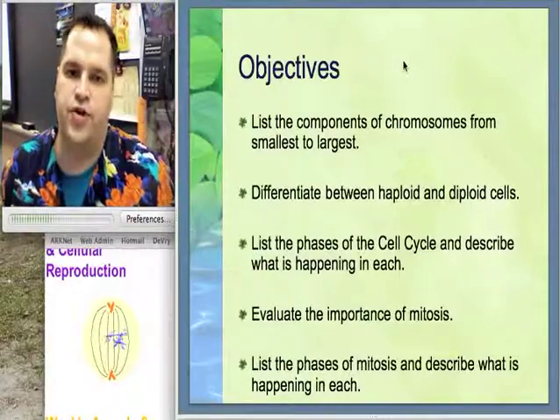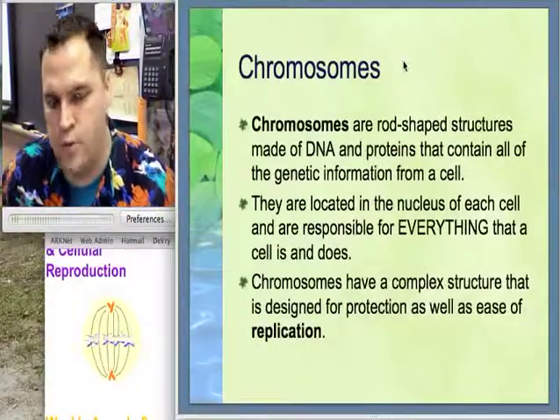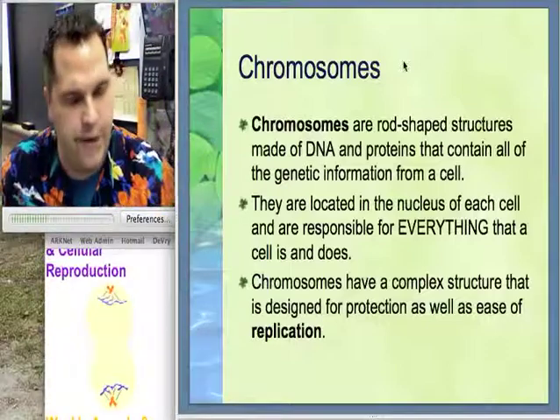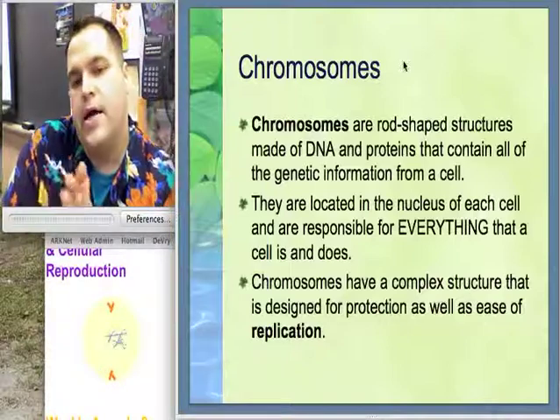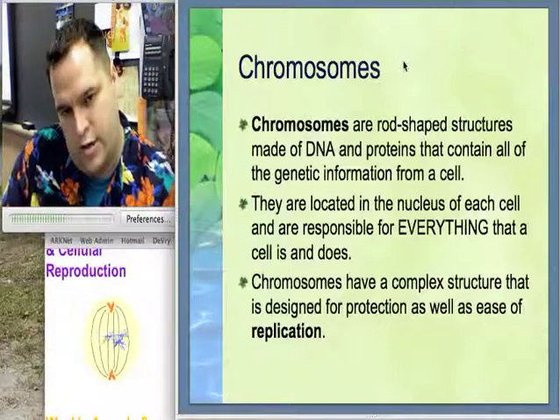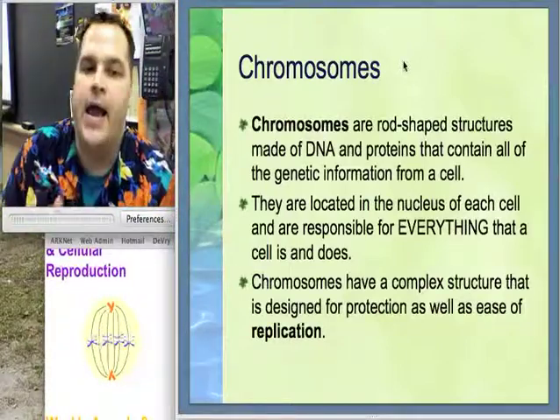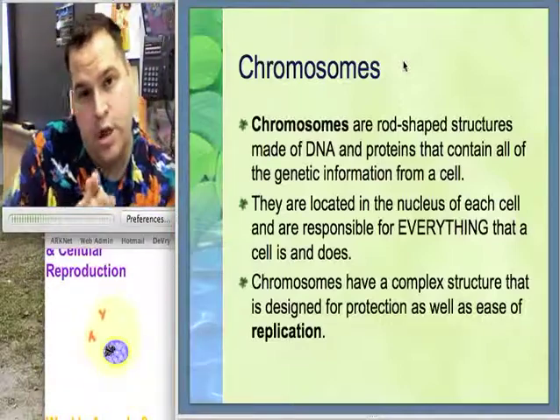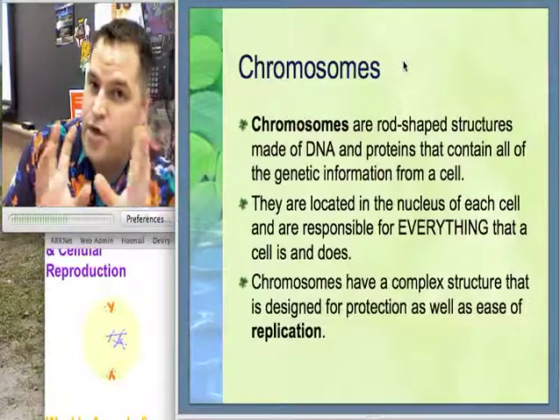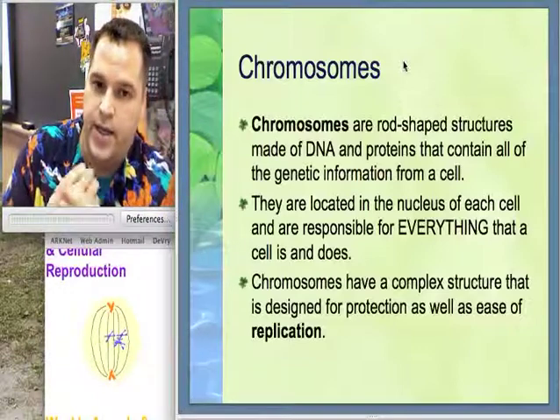All right, so let's first talk about chromosomes. Chromosomes are often associated with DNA, but not a lot of people know exactly what a chromosome is. A chromosome is a rod-shaped structure that's made up of DNA and proteins that contains all the genetic information for a cell, which means that chromosomes are responsible for everything that happens in a cell.